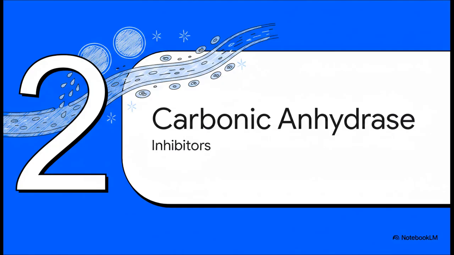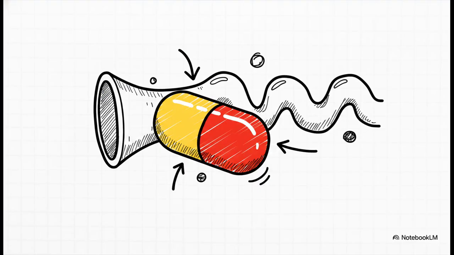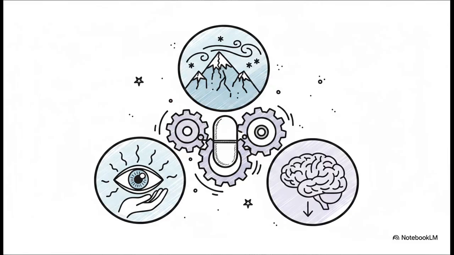Moving right along to Section 2, carbonic anhydrase inhibitors. So our very first stop on this river of filtrate is right at the beginning, the proximal convoluted tubule. And the flagship drug that targets this specific area is called acetazolamide. What's really fascinating here is exactly how acetazolamide works. It blocks an enzyme known as carbonic anhydrase. By blocking this, we intentionally force bicarbonate into the urine.